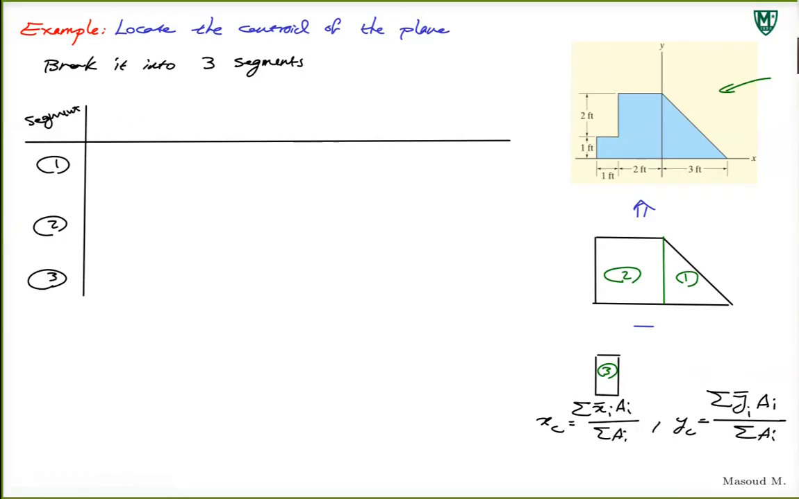Same procedure that we did for a line. I'm going to start with area Ai, we'll just put A. Next we'll have X bar, and Y bar. Then we'll have X bar A, and Y bar A.